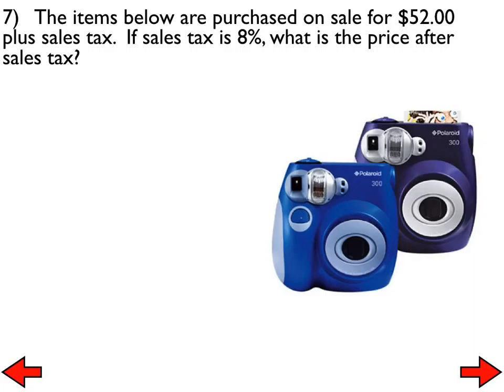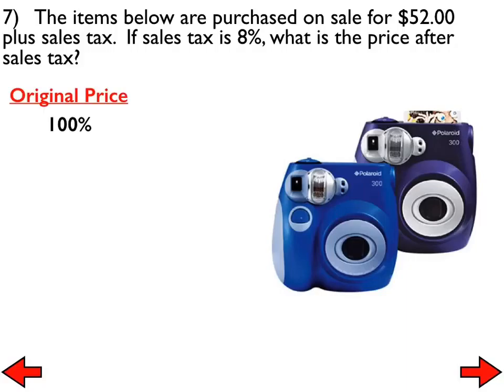The items below, which are these Polaroid cameras, are purchased on sale for $52, and you have to pay tax. The tax is 8%. What is the price after sales tax? Is it asking for tax only, or is it asking for price? Price. That means you have to add or subtract. This is about tax. Is that extra money or less money? Extra. So are you adding or subtracting? Adding. Make sure you do that.